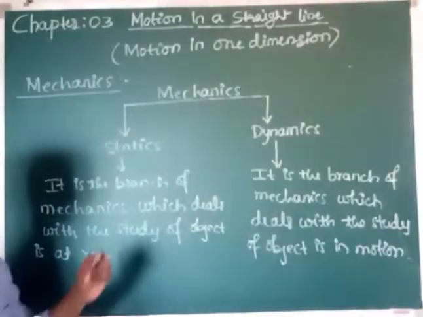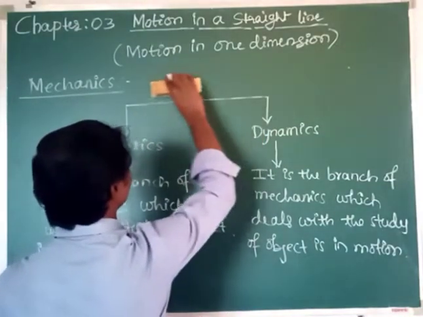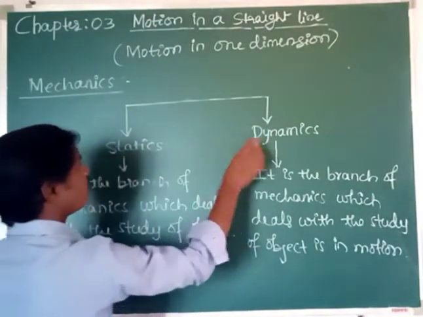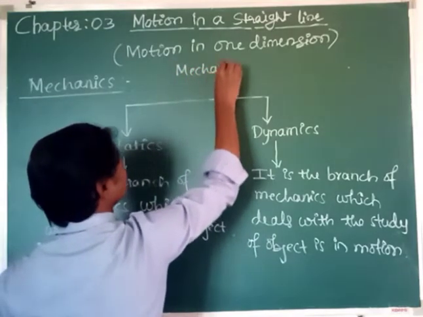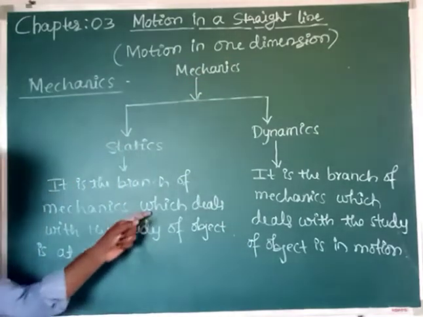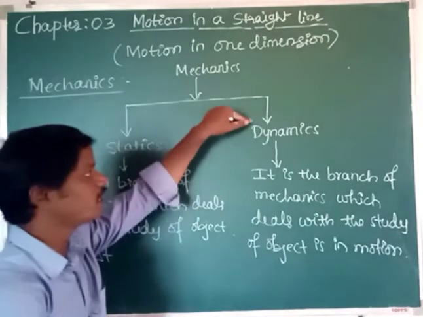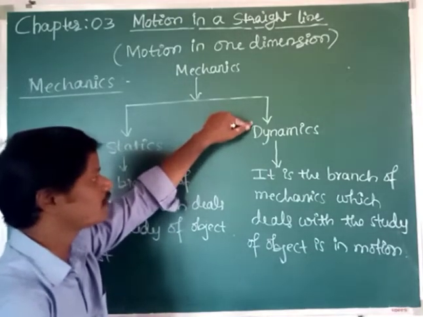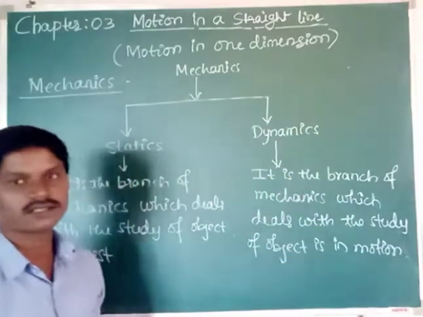Okay, so there are how many branches in mechanics? There are 2 branches in mechanics. What are those branches? Statics and dynamics. What do you mean by statics here? It is the branch of mechanics that deals with the study of object is at rest. What do you mean by dynamics? Dynamics is nothing but it is the branch of mechanics which deals with the study of object is in motion.